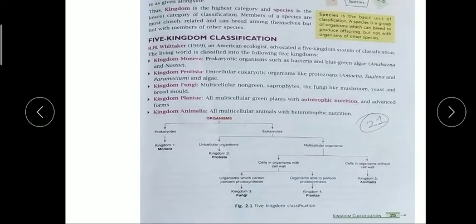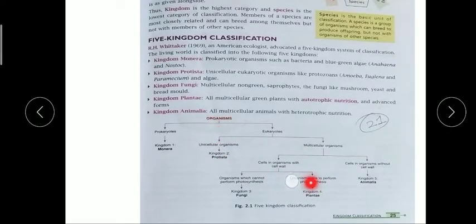All the animals, whether they are small or big, rat, ant, butterfly, all the insects, human, elephant, all the animals are multicellular organisms with heterotrophic nutrition, they all come under Animalia kingdom. So this 5 kingdom classification is very important, and it is given by R.H. Whittaker. So we study about this kingdom only.